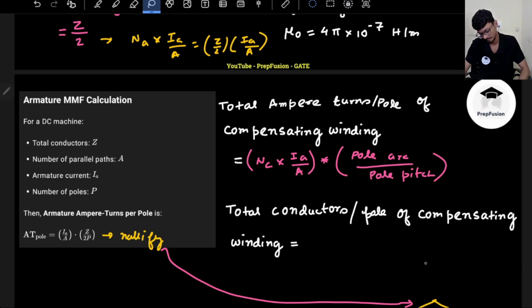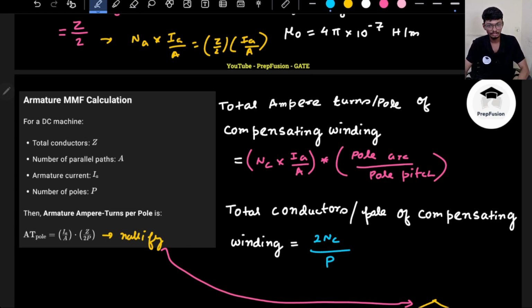Sorry, each turn has 2 conductors, so it will not be Nc divided by 2. Let's say if I have 1 turn, I have 2 conductors. If I have 10 turns, I will have 20 conductors. So if I have Nc number of turns, the total conductors per pole of the compensating winding will be 2 into Nc, divided by P also, because 2 Nc will be the overall number of conductors.